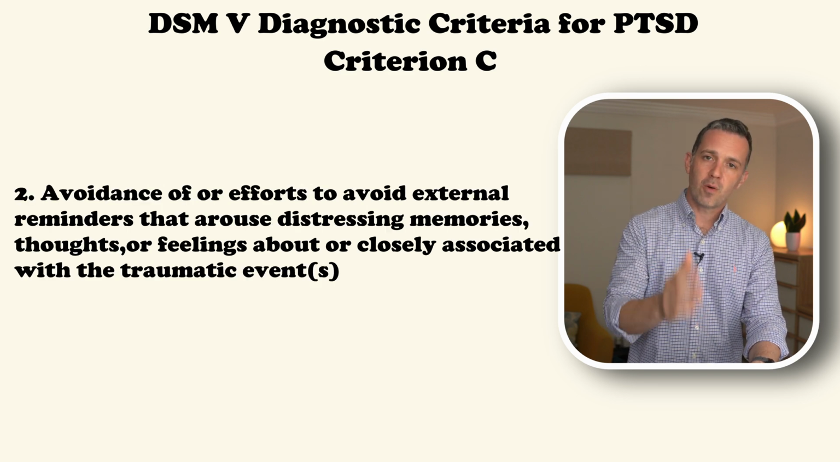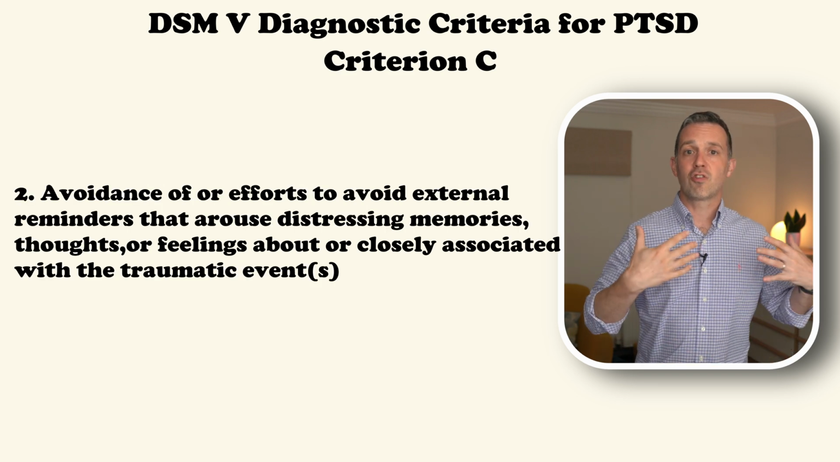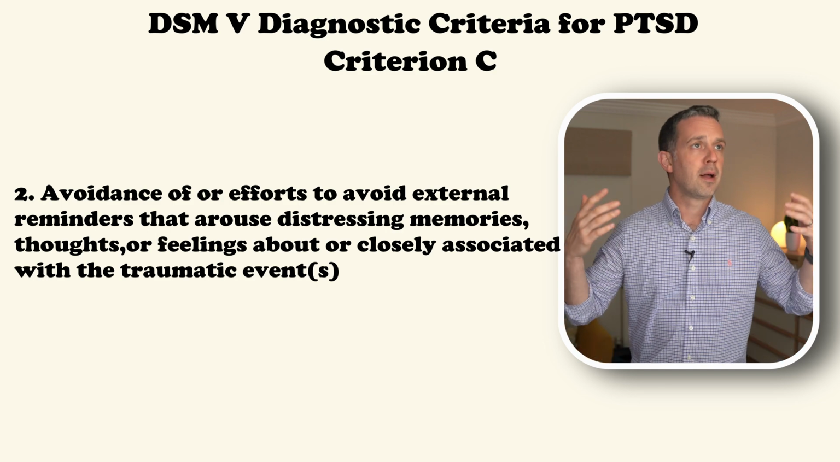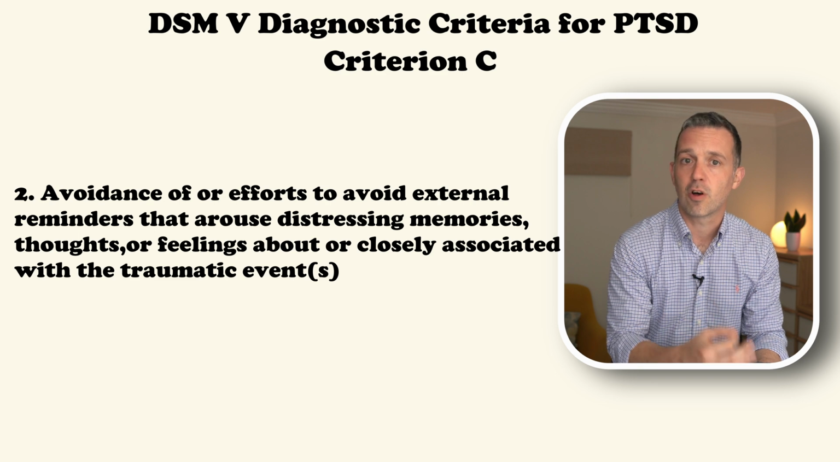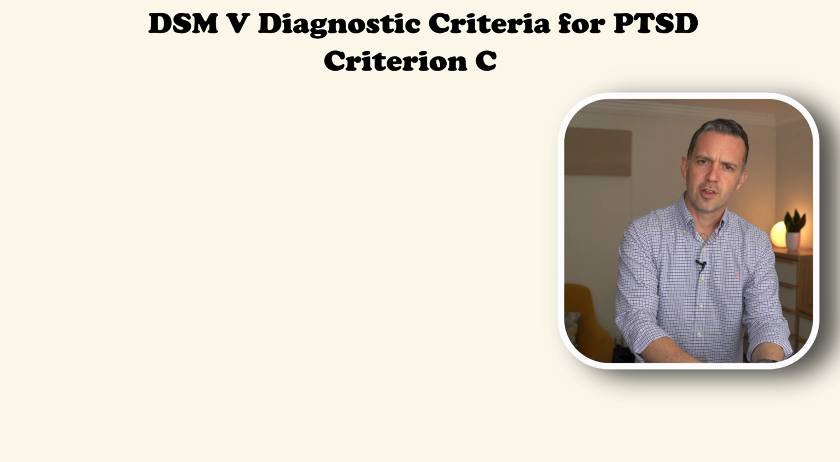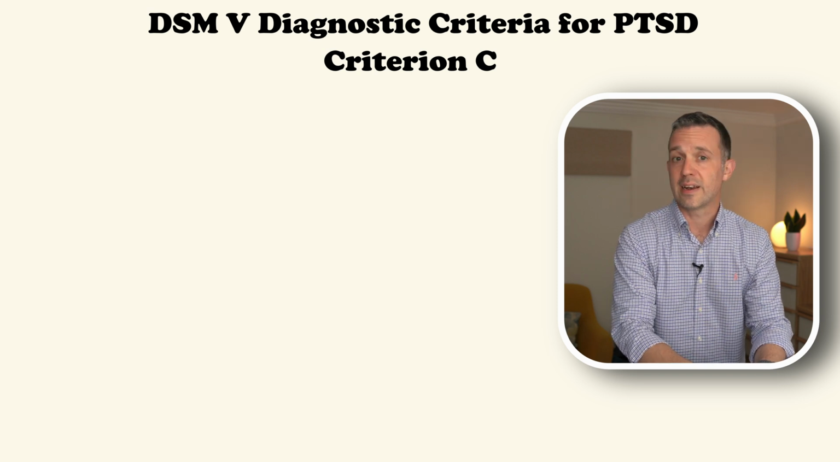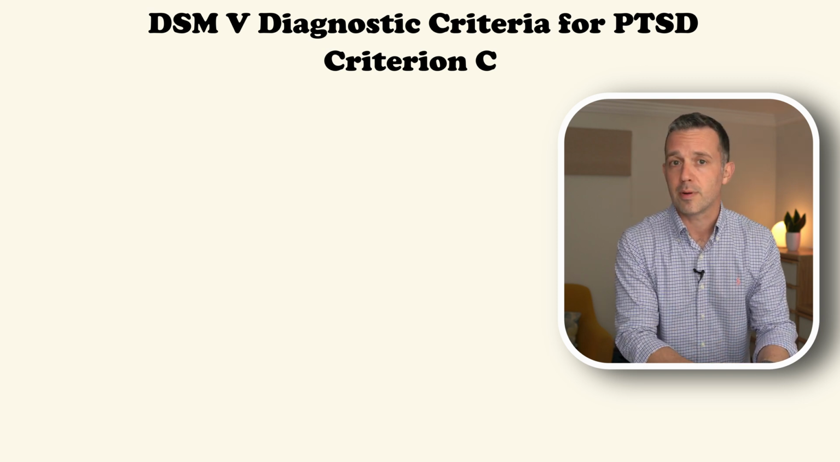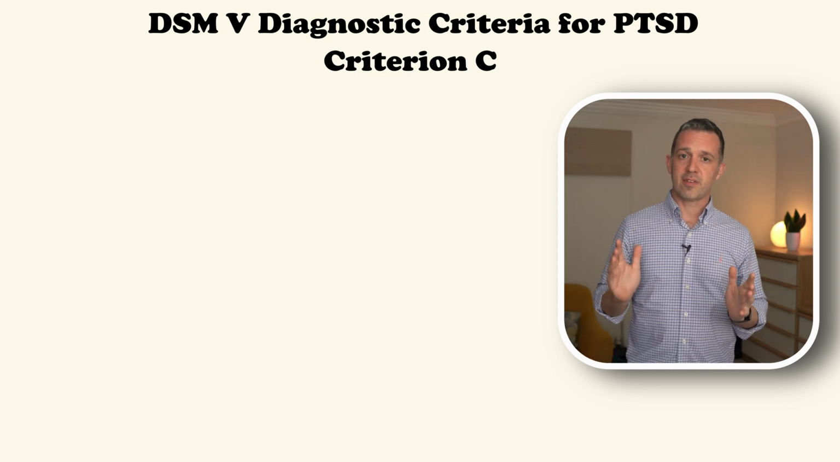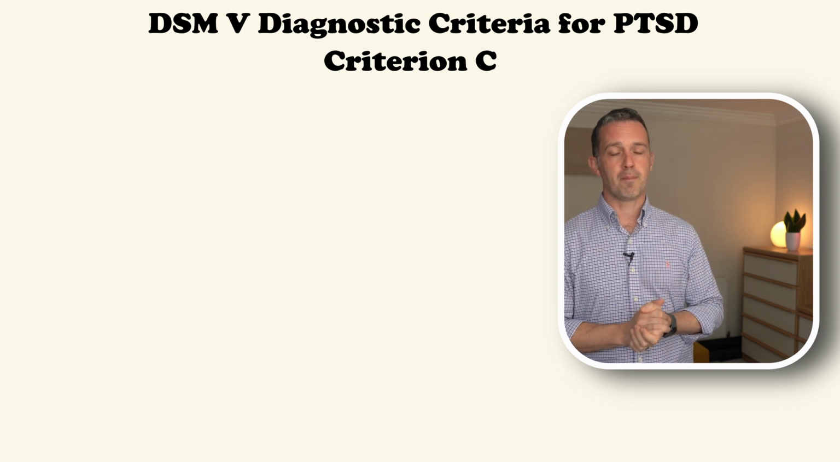And number two, avoidance or efforts to avoid. So again, you try to avoid external reminders, such as people, places, conversations, activities, objects, and situations. So essentially, you either avoid or try to avoid anything that reminds you about what happened. So that's criterion C. You just need one of them.